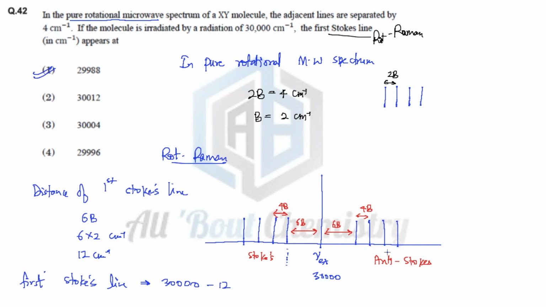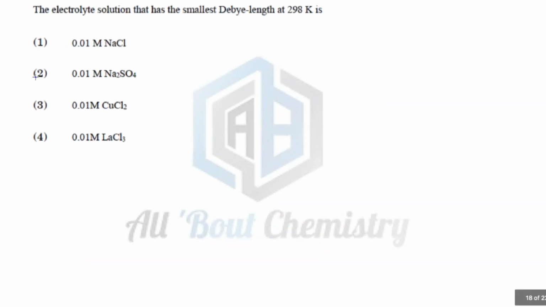Similarly, if anti-Stokes was asked, the answer would have been 30,012, because that will be on the right side, so you have to add that 12. That's how we have to do this question. So the correct answer will be option number 1. I hope this is much clear to you. Let's move on to the next question then.